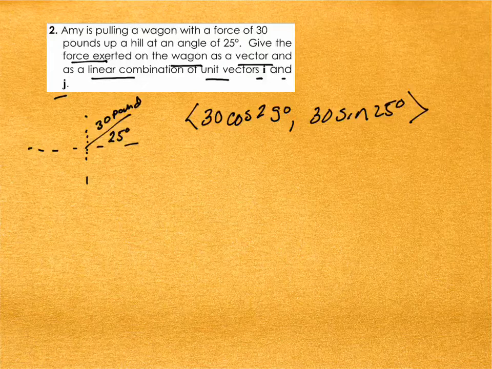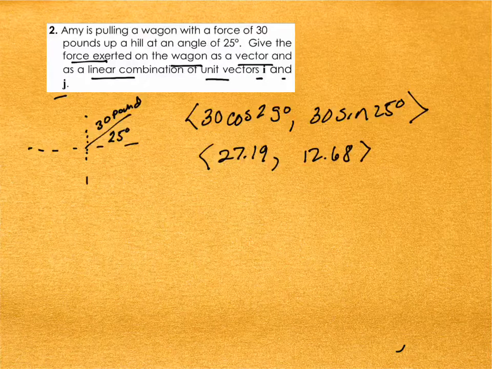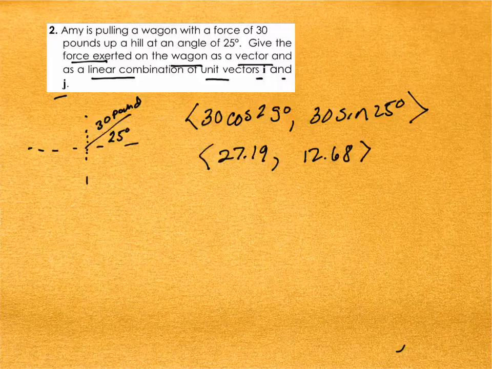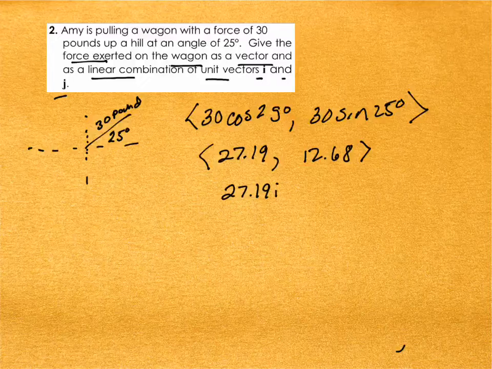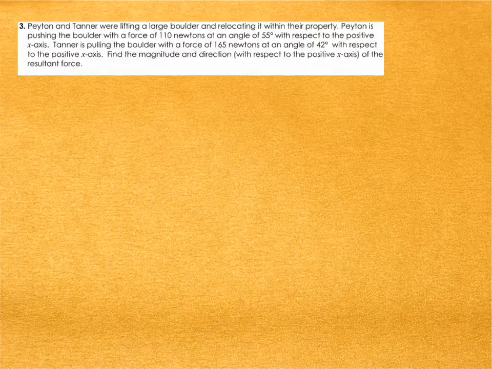So you got 27.19, and the sine would be 12.68. Okay, and then if you put that in unit vectors, it would be 27.19i plus 12.68j. So this is number 2. Okay, let's look at number 3.